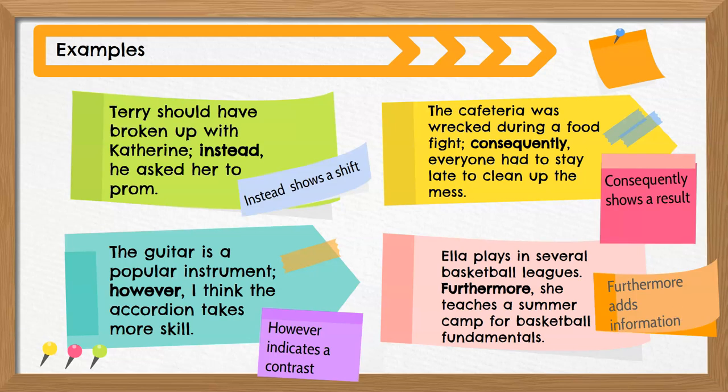In the first example, instead is used to show a shift or change in action. In the next sentence, consequently shows us exactly that, the consequence of the food fight. On the blue sticky note, the word however sets up a contrast between the writer's opinion and the popular opinion of everyone else. The last example uses furthermore to add information about Ella's involvement with basketball. Notice that these words connect two complete sentences and help us to understand the relationship between them.